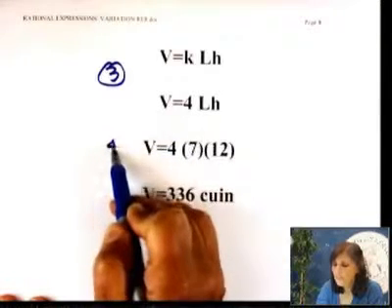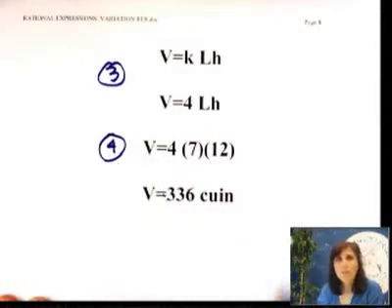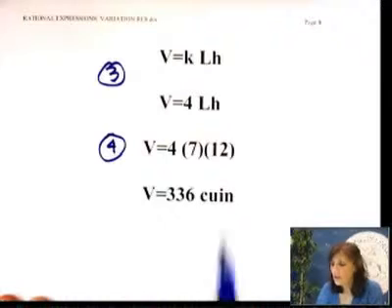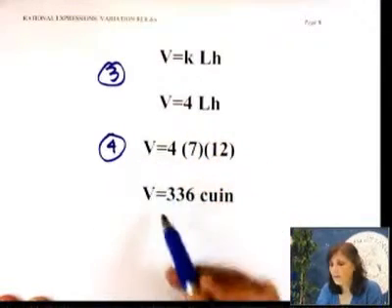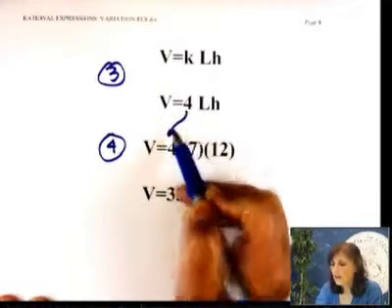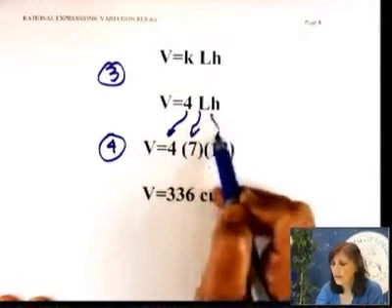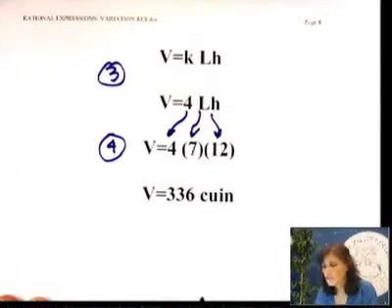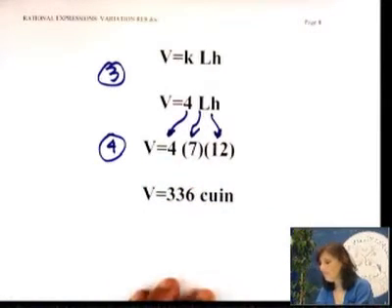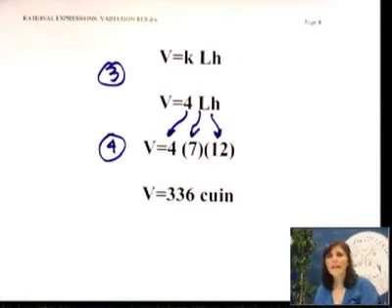Now the last step is to put in the numbers and answer the question. They are saying when the length is 7 and height 12, what is the volume? So here it is, 7 and 12. Multiply them out, 28 times 12, that's 336 cubic inches. Okay, so that is the end of the variation section.